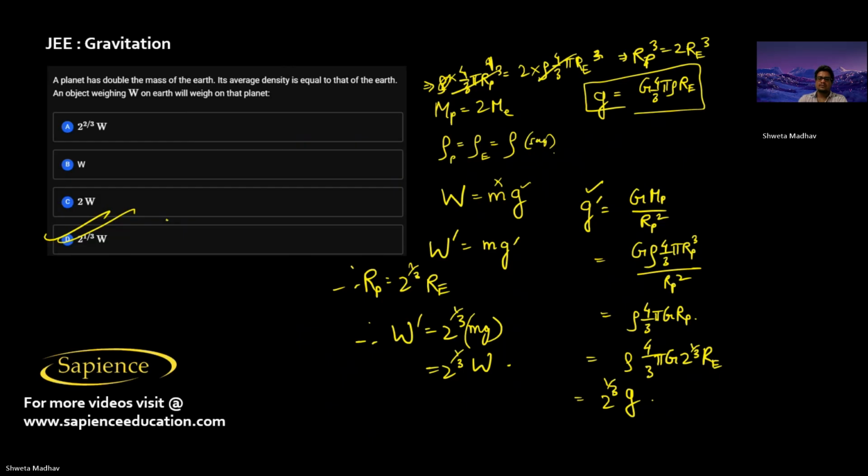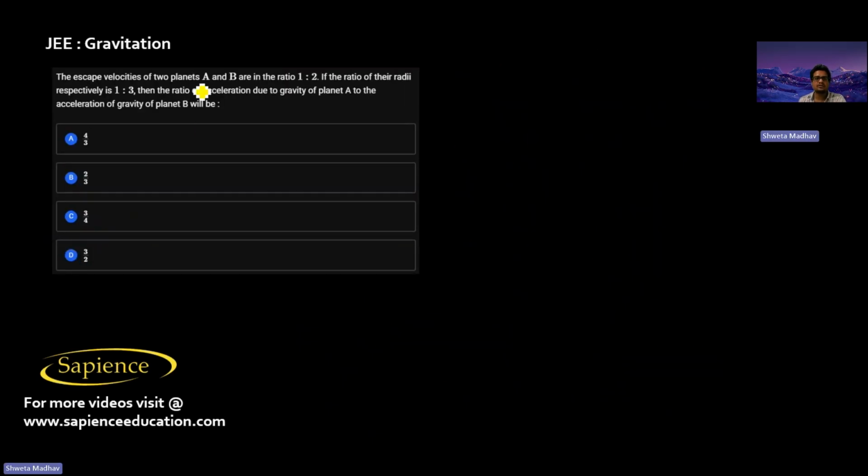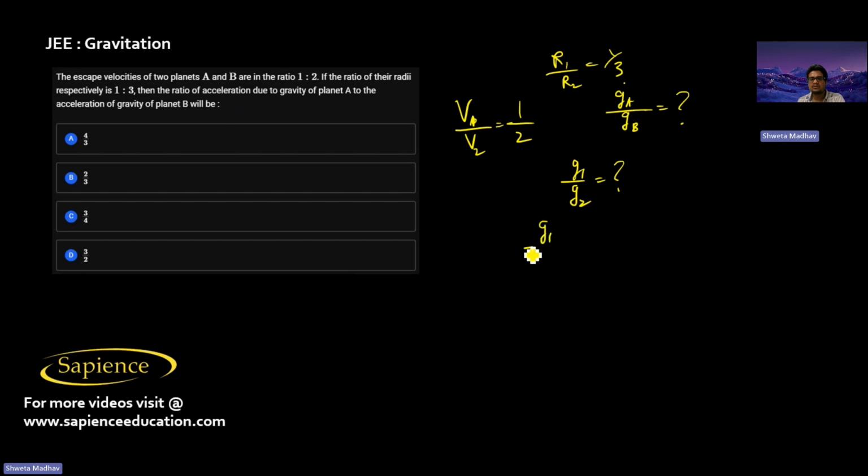Then it is told the escape velocities of two planets A and B are in the ratio 1:2. So the escape velocity V1 by V2 is equal to 1 by 2. If the ratio of their radii is respectively 1:3, meaning R1 by R2 is equal to 1 by 3, then the ratio of acceleration due to gravity on planet A to that of planet B, so gA by gB, meaning g1 by g2, we have to find out.